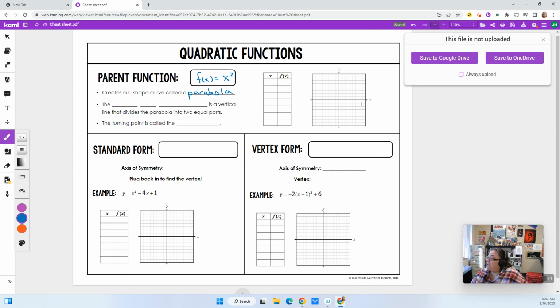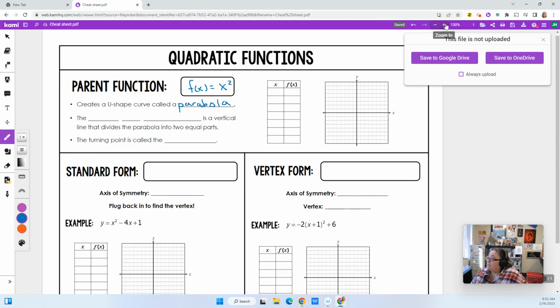I'm going to make this a little bigger for you too. The axis of symmetry is a vertical line that divides the parabola into two equal parts. That's that center divider in the parabola, right? Where we talked about if it folds over on that line, those two sides would line up.